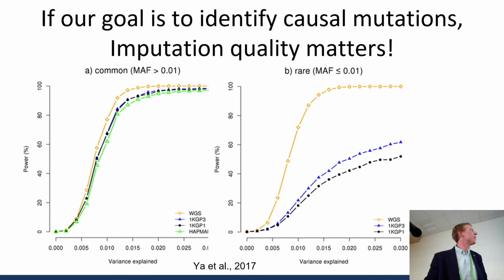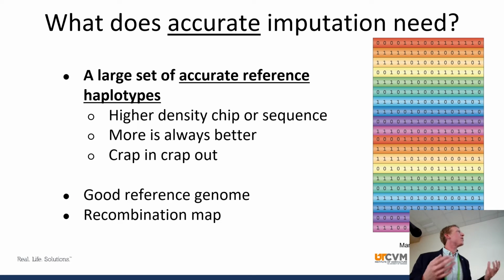And so accurate imputation needs a really large set of accurate reference haplotypes, right? If you don't observe it, you're not going to be able to impute it. And Bob Schnabel always says that it's crap in, crap out. If you don't do a good job of calling your genotypes, right, if this reference panel isn't representing the diversity, or we've done a poor job of actually calling the genotypes that exist in there, we're not going to do a good job of imputing at the end of the day.